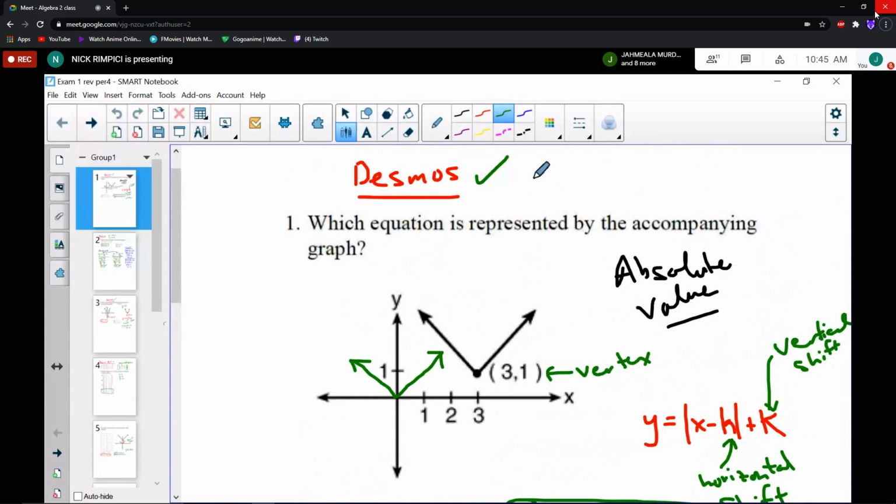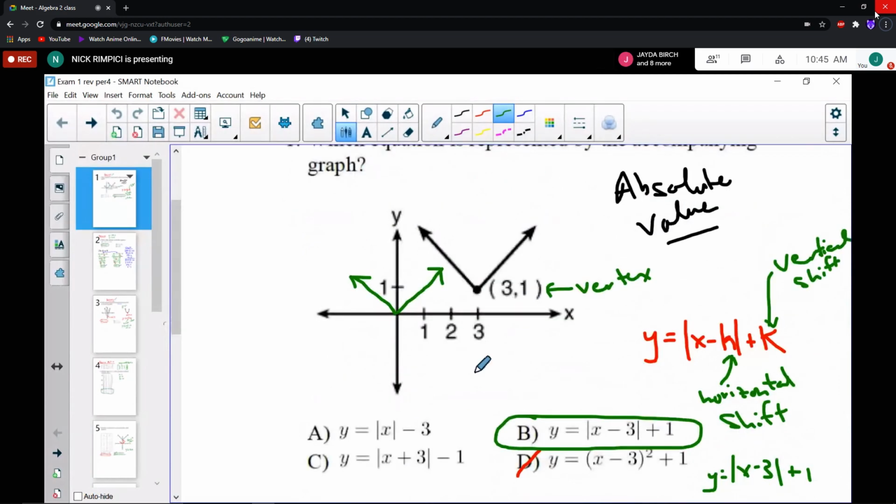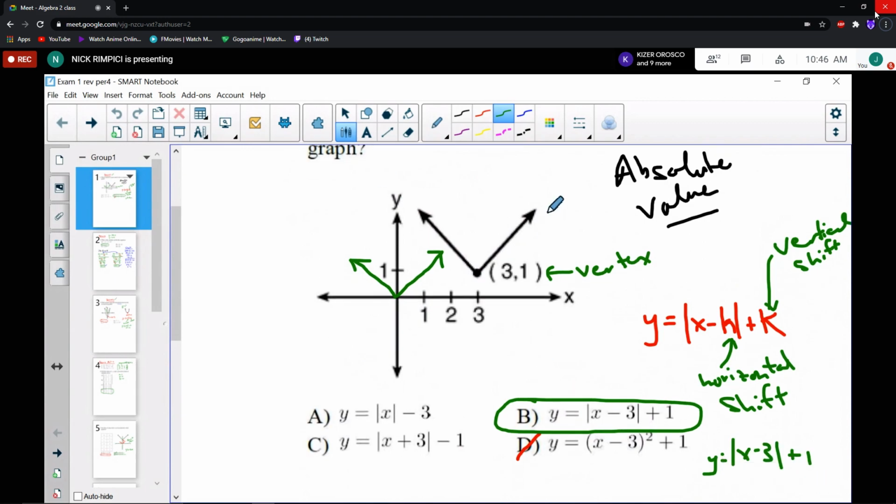So you could have just used Desmos straight away and plotted A, B, C, and D, and then examined which one of them resulted in this graph. So it's just visual. You can graph all 4 and see which choice produces this one, and that's the answer. B produced this. So simple as that.